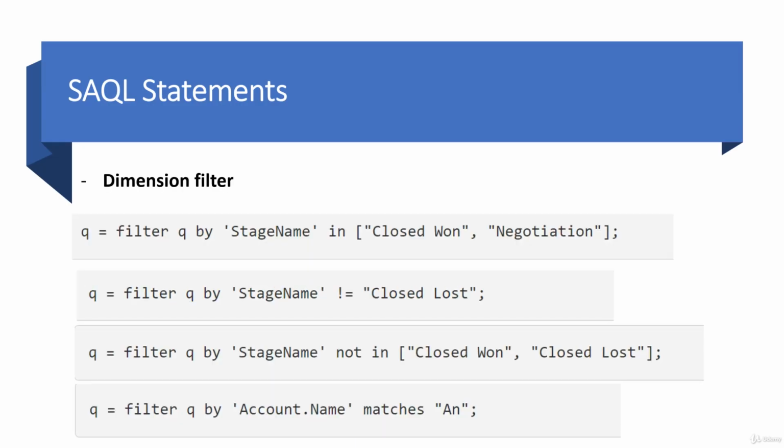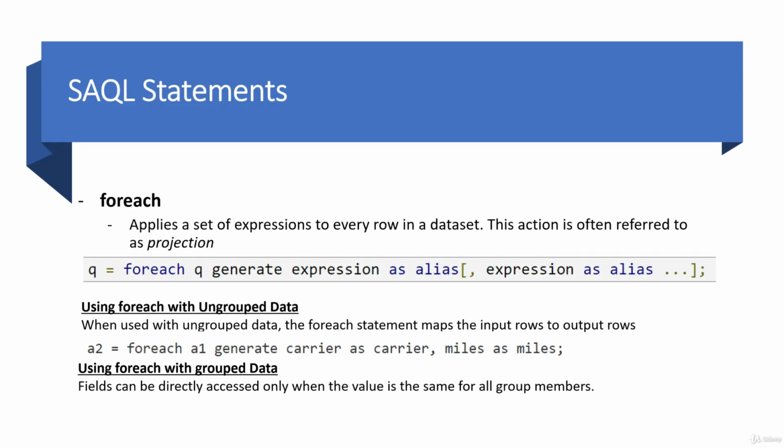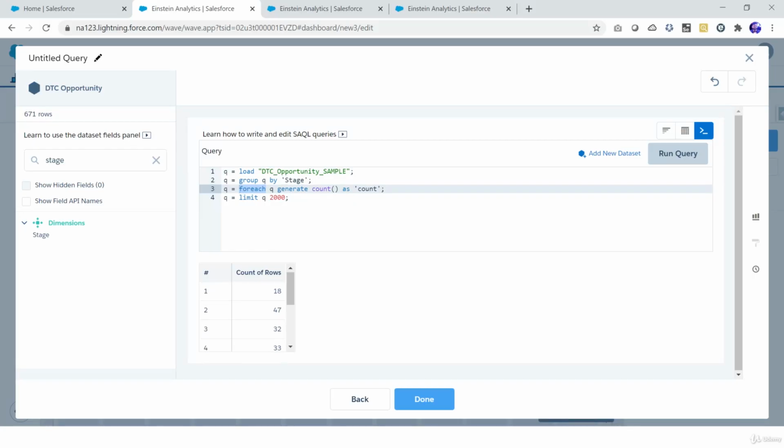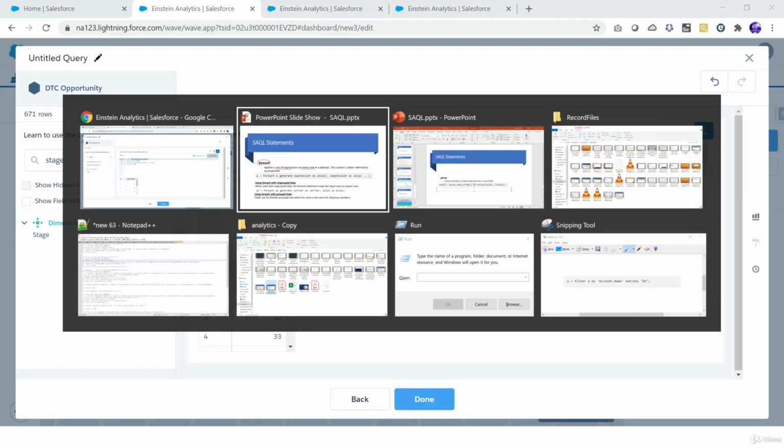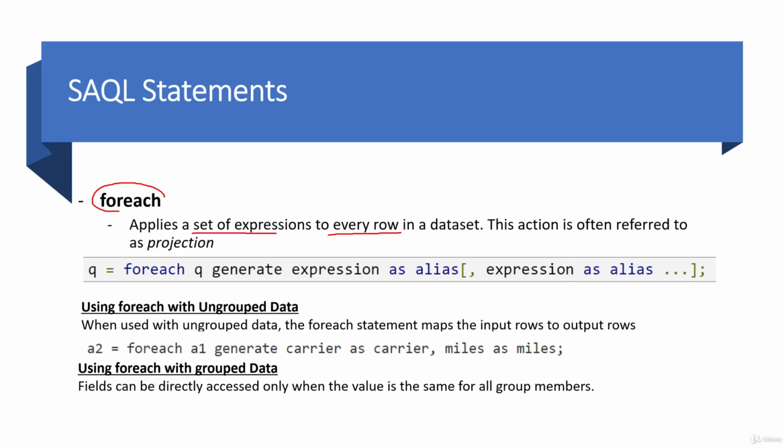Let's understand that. For each is a keyword which applies a set of expressions to every row in the dataset. For example, on this dataset I have 500 records, or 1000 records. You can see the record count I have shown here. So for each, just think I'm looping on each record, like how you use the for each loop. I'm relating it with Apex so that you can easily understand how you use the for loop. So it applies to every row in the dataset.